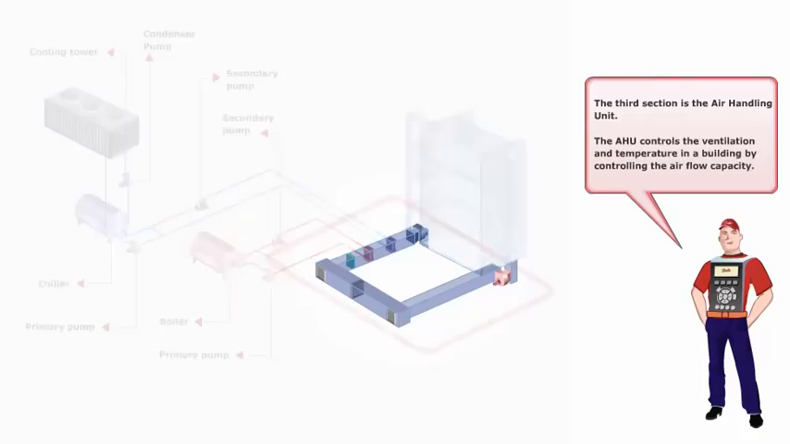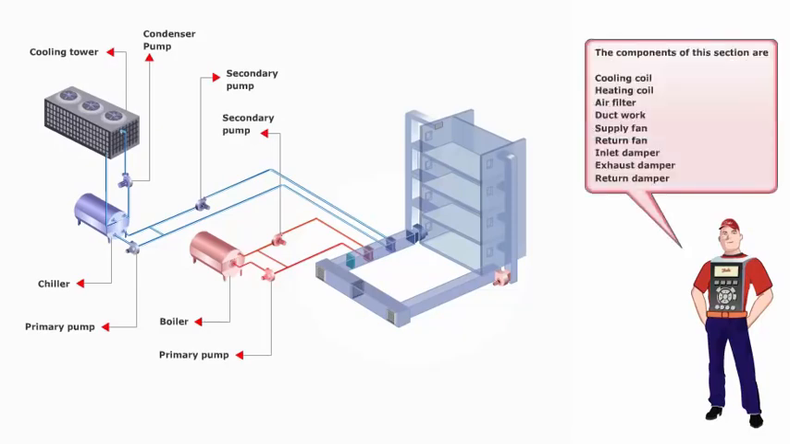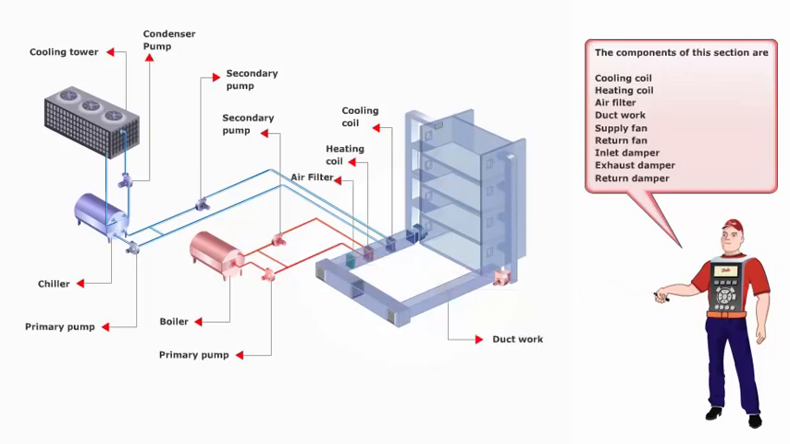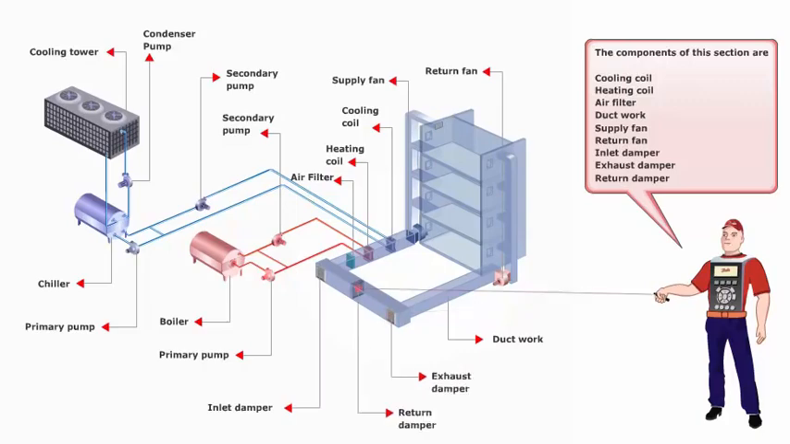The third section is the air handling unit. The AHU controls the ventilation and temperature in a building by controlling the airflow capacity. The components of this section are cooling coil, heating coil, air filter, ductwork, supply fan, return fan, inlet damper, exhaust damper, return damper.